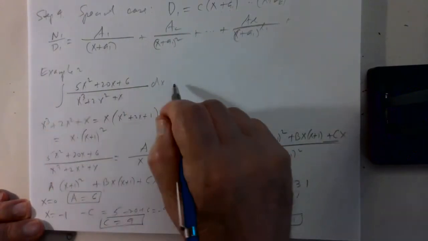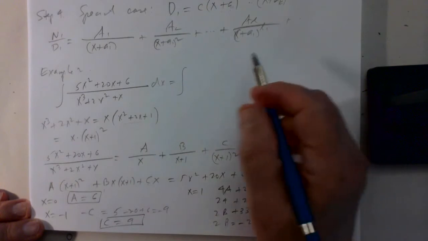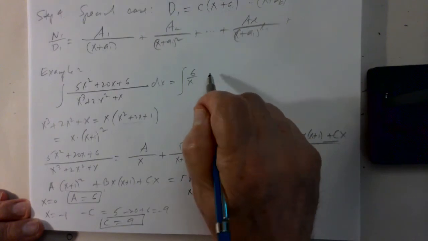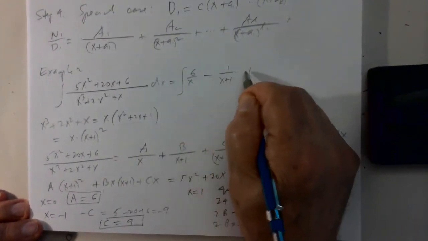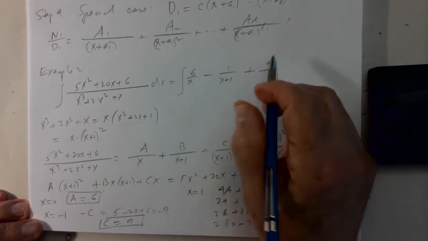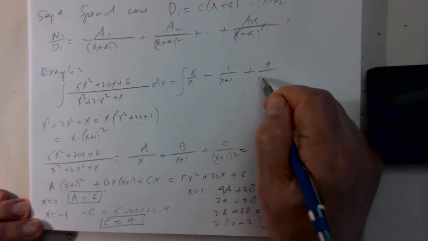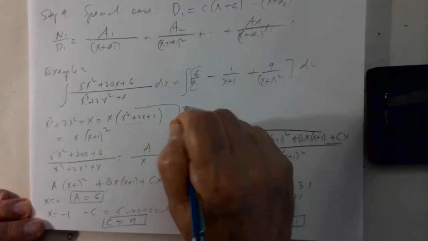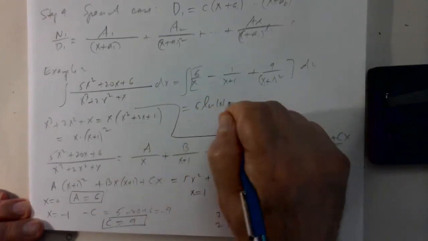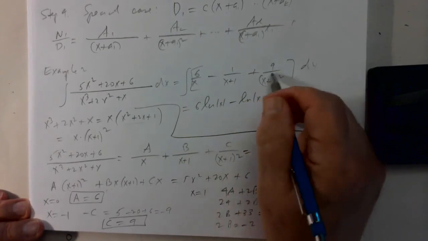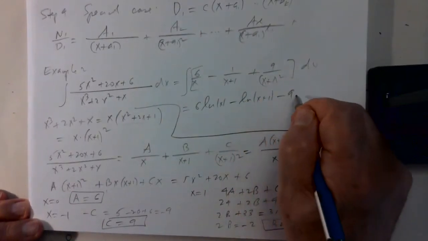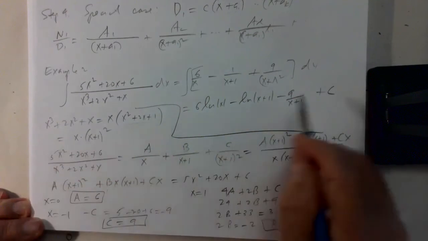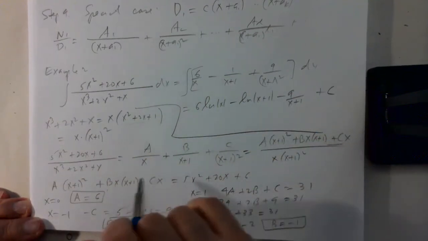So this expression we're integrating is 6 over x minus 1 over (x plus 1) plus 9 over (x plus 1) squared dx. So this is 6 times the log of x minus the log of x plus 1. If you integrate this, you get minus 9 over (x plus 1) plus a constant. And that's the answer.